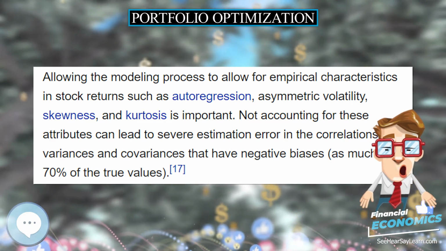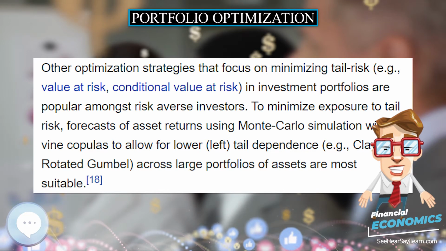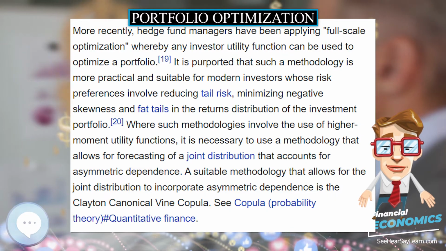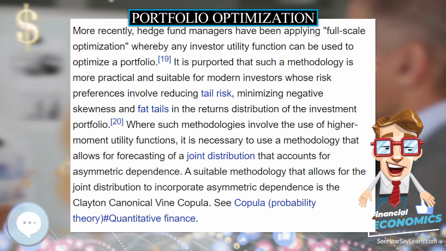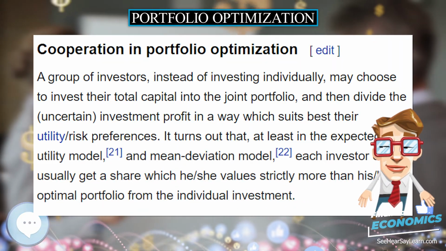When the portfolio optimization process is subject to other constraints such as taxes, transaction costs, and management fees, the optimization process may result in an under-diversified portfolio.